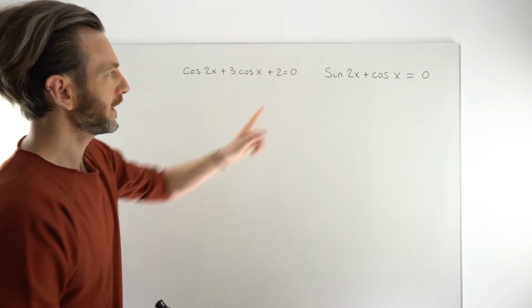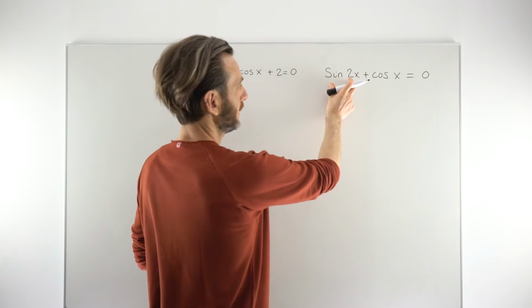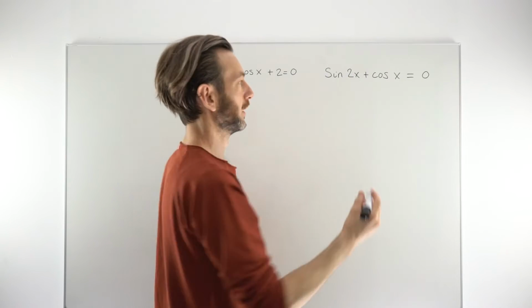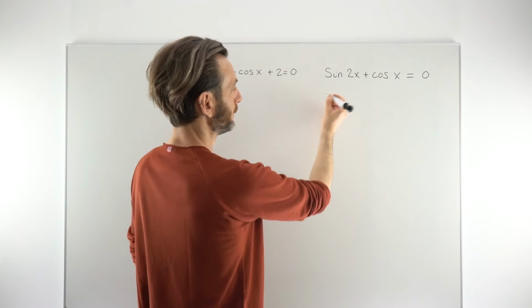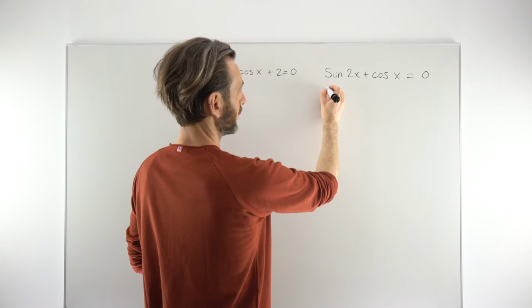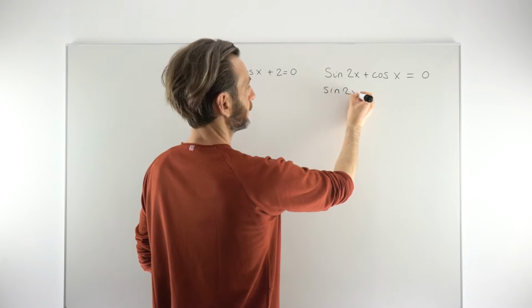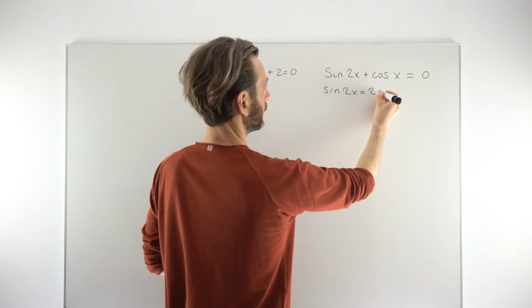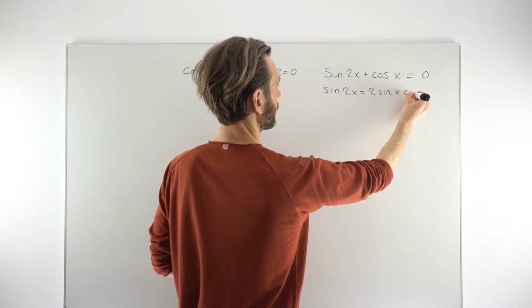Okay, so I think we might actually start with this one. So there's a sine double angle formula. There's only one sine double angle formula. That's why this one's a little easier. So the double angle formula for sine says that sine 2x is equal to 2 sine x cos x.